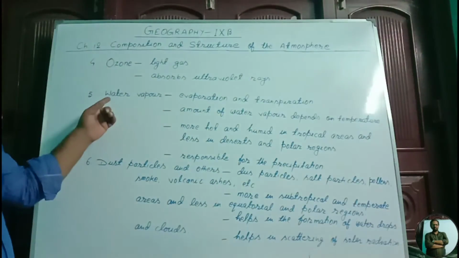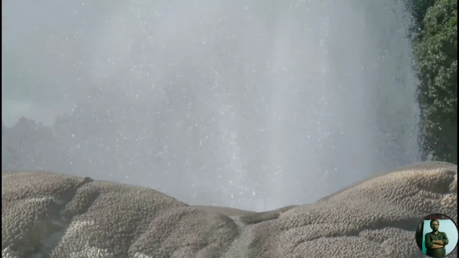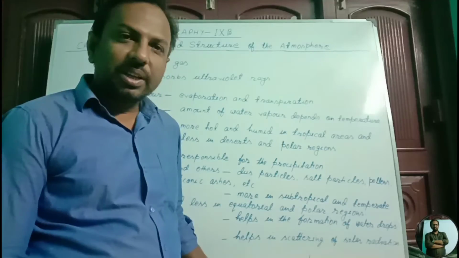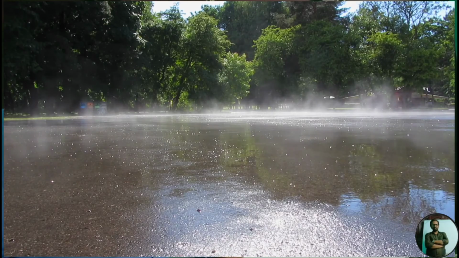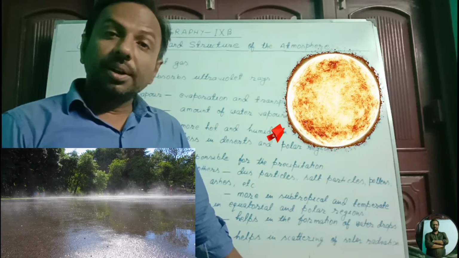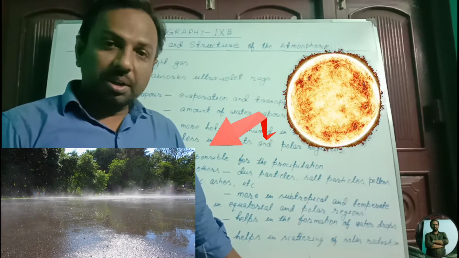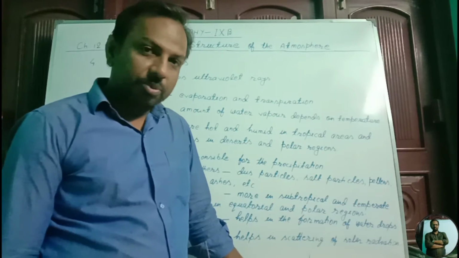Next, water vapor. Water vapor is also present in the atmosphere. This water vapor is released by the processes of evaporation and transpiration. Evaporation: by the heat of the sun, water is evaporated. Water is changed into water vapor, and that reaches the atmosphere.